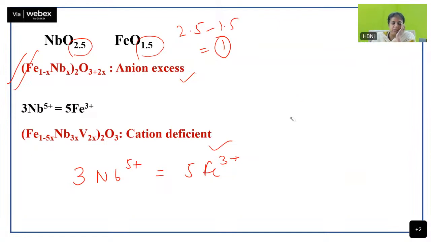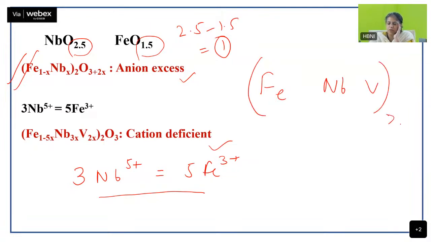Now let's learn how to write a cation deficient formula. Always remember this: 3 Nb go in, 5 iron come out. Now we have to write cation deficient. Very simple. Fe, Nb, and since we're talking of deficient, we have to put a vacancy. We're talking of cation, so we do not change the anionic side. For every 3 niobium that go in, 5 iron come out.